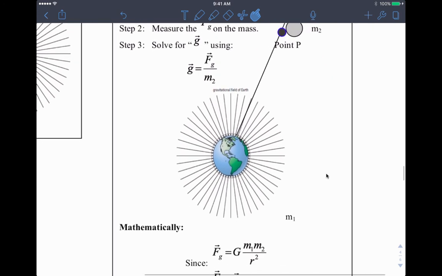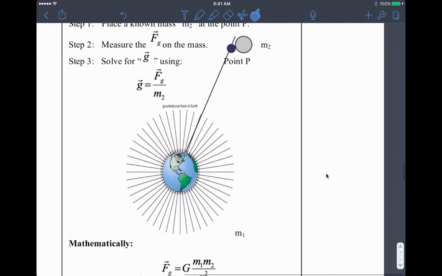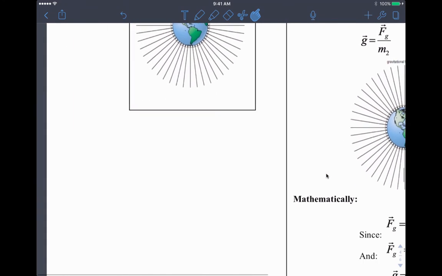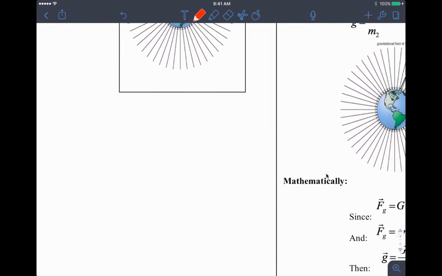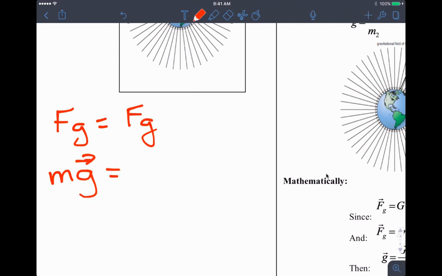Mathematically, I know it's kind of written down below, but let me just show it to you right here in another way that might help you. What we can say is that the force of gravity on a mass is equal to mass times the acceleration due to gravity, F = mg.